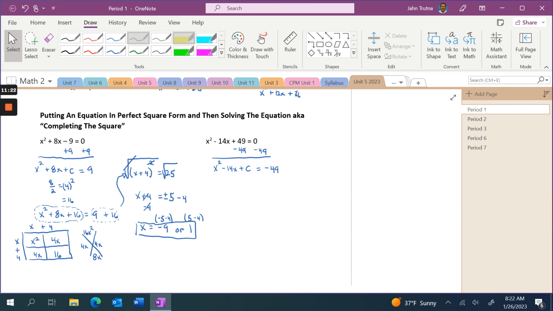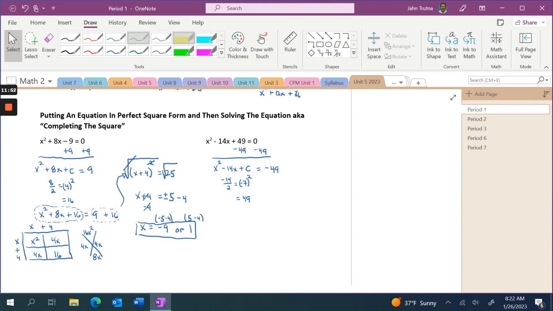Okay, now I'm going to put the equation in perfect square form. So I'm going to have to find the value that goes for C. The way that I do that is I take the number in front of the x, which is -14. I divide that number by 2. -14 divided by 2 is -7. Then I take that to the second power. -7 to the second power, or -7 squared, is equal to 49.